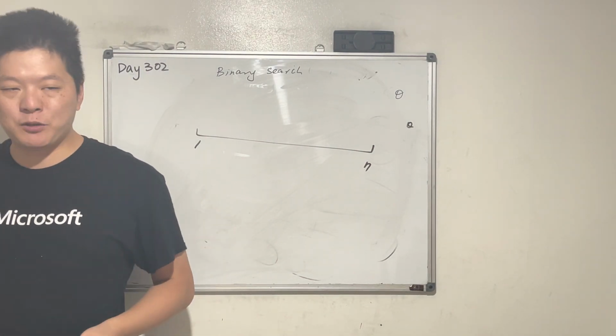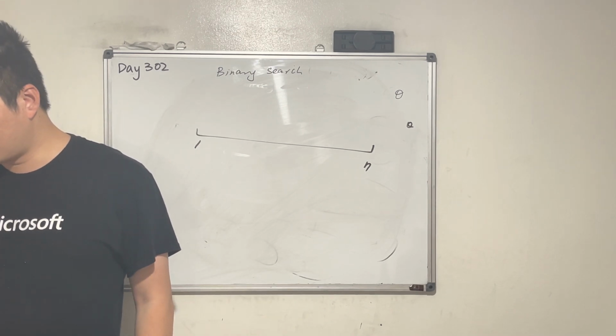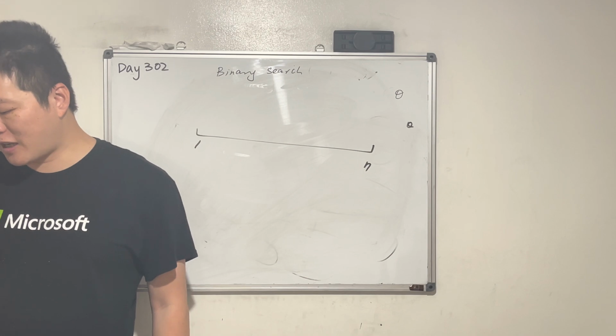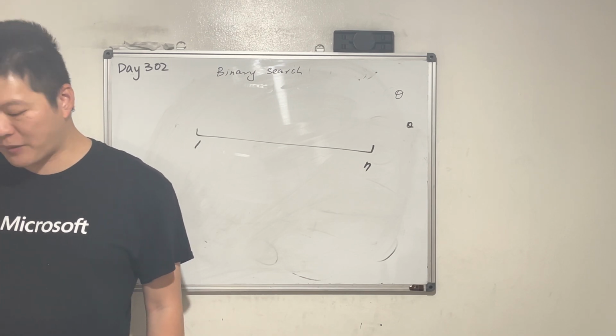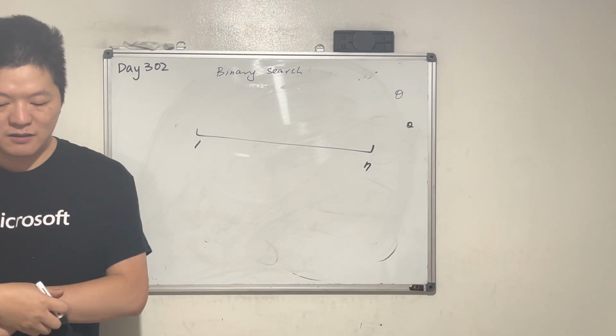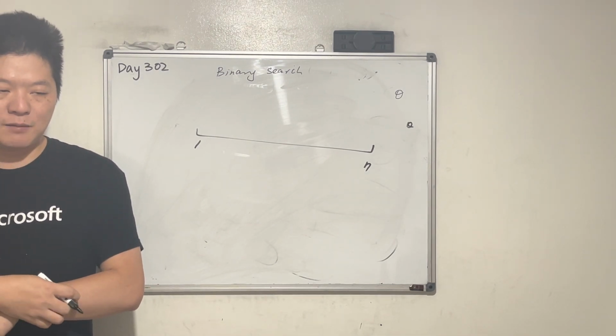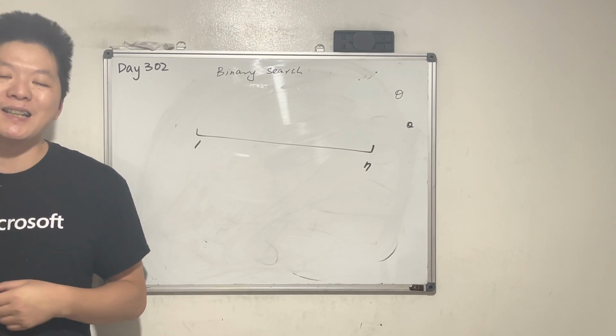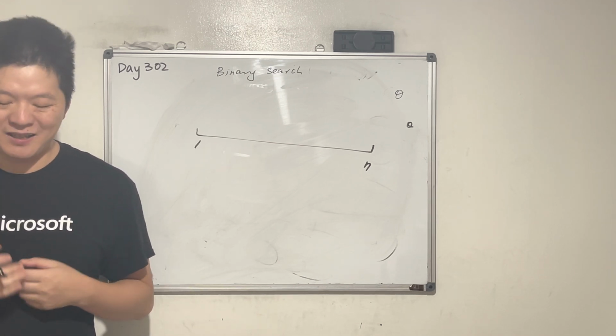Look, 1 to 100. I have a number between 1 and 100 in mind. You guess, and I tell you if it's bigger or not. Can you guess? 50. It's bigger than the number I thought. 75. It's bigger than the number I thought.